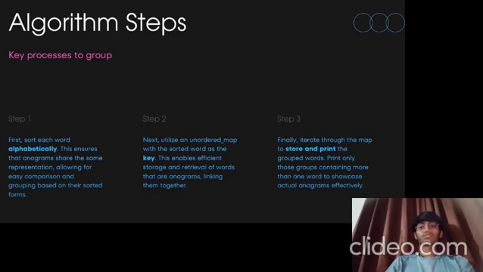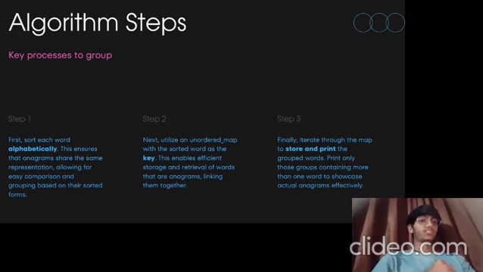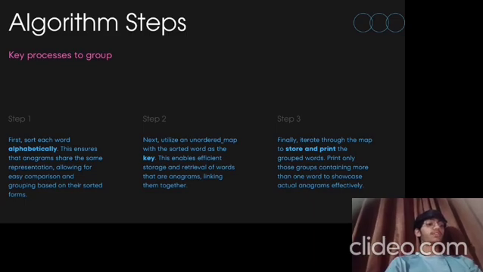Step 2: next, utilize an unordered map with the sorted word as the key. This enables efficient storage and retrieval for words, and enables linking them together. Step 3: finally, iterate through the map to store and print the grouped words. Print only those groups containing more than one word to showcase actual anagrams effectively.